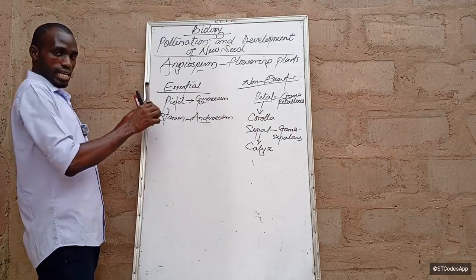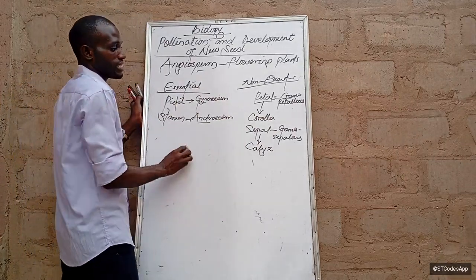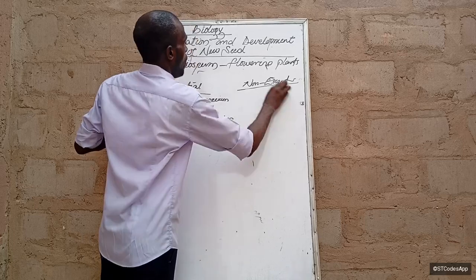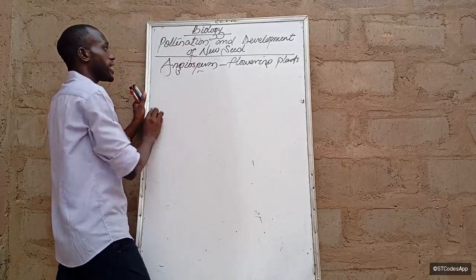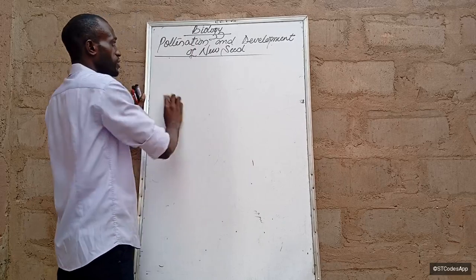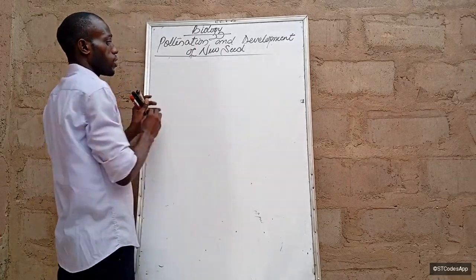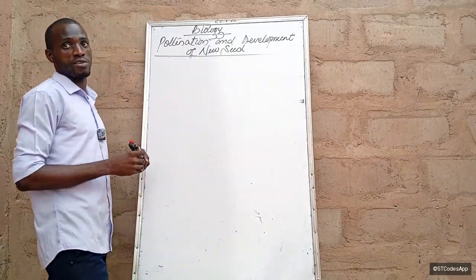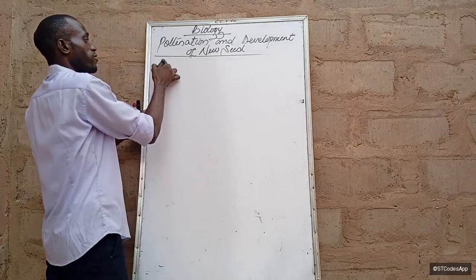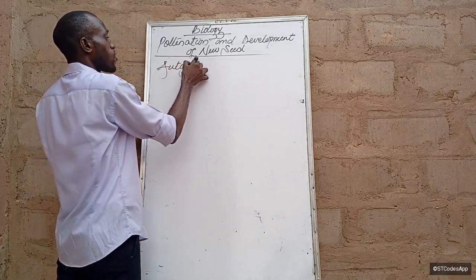All right, so with that said, now let's get to the types of pollination. We are going to lead it all the way to the development of the new seed. Now, what is pollination? We said it's the transfer of pollen grain from anther to stigma. The first type of pollination is called autogamy.